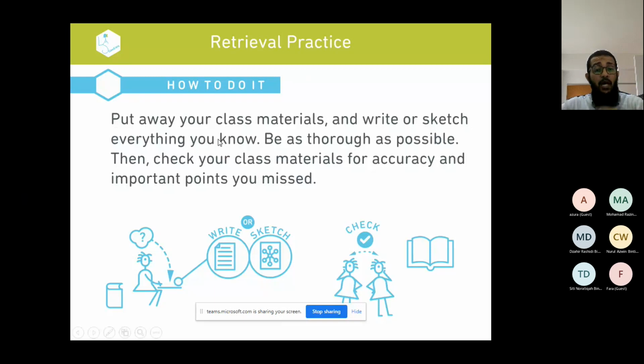So you can put away your class materials and write or sketch everything you know. Be as thorough as possible, meaning try to retrieve everything you can remember. Then check your class materials for accuracy. This is a very important step, by the way.